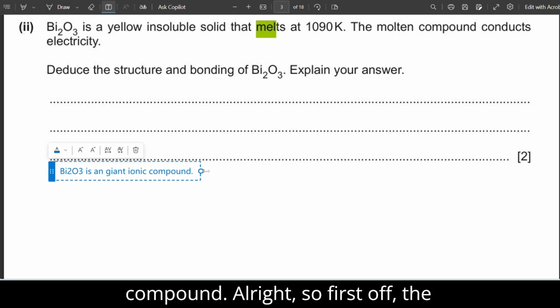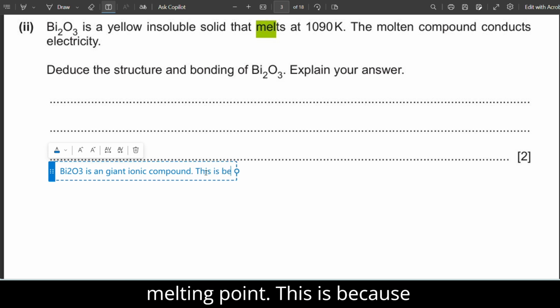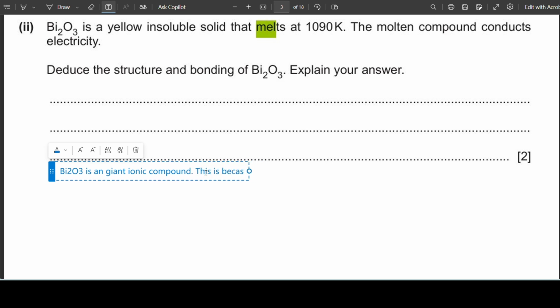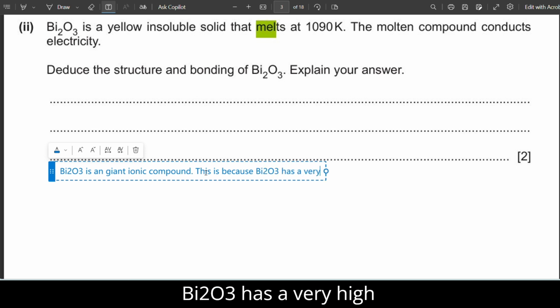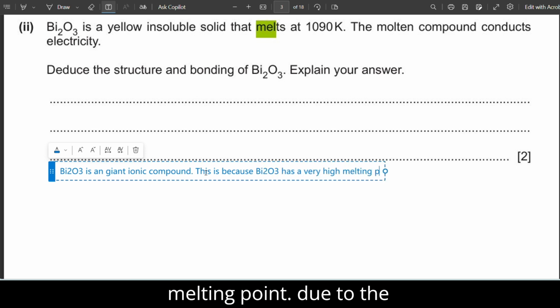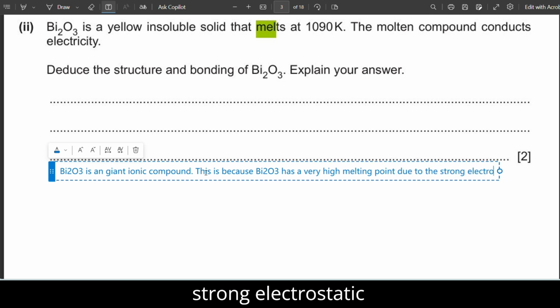Alright, so first off, the melting point. This is because Bi2O3 has a very high melting point due to the strong electrostatic forces.